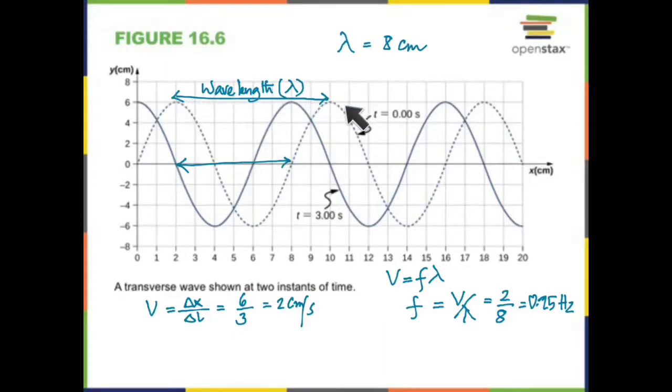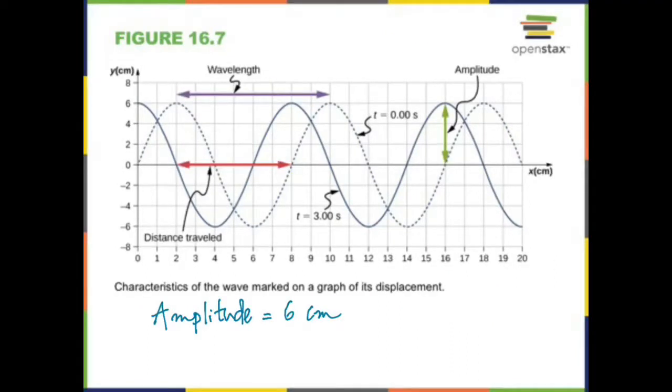And the wavelength, as you can see from here, this is 10, this is 2, so the wavelength is 8 centimeters. And therefore, from the equation, velocity is frequency times wavelength, you can find the frequency. Because we know that the velocity is 2 and the wavelength is 8, you find that the frequency is 0.25 hertz. What is the time period? Remember that time period is the reciprocal of frequency, so it will be 1 by 0.25 hertz, which is 4 seconds. I also want to mention at this point that the amplitude is 6 centimeters. Remember, this is the amplitude, and you can clearly see that it is 6 centimeters.